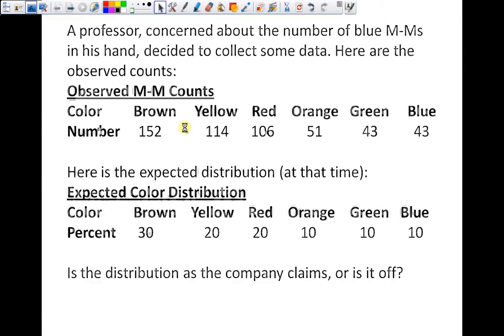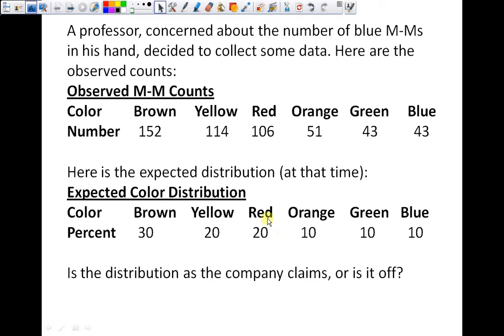So we'll look at an example. It says a professor concerned about the number of blue M&Ms in his hand decided to collect some data. Here are the observed counts. So this is what we actually observed, the number of M&Ms that we actually observed. And this is what the company is stating that their distribution is. We're going to say, is this distribution as the company claims, or is it off? So first of all, we have one variable, color, and we have 6 levels. So our degrees of freedom is 5.